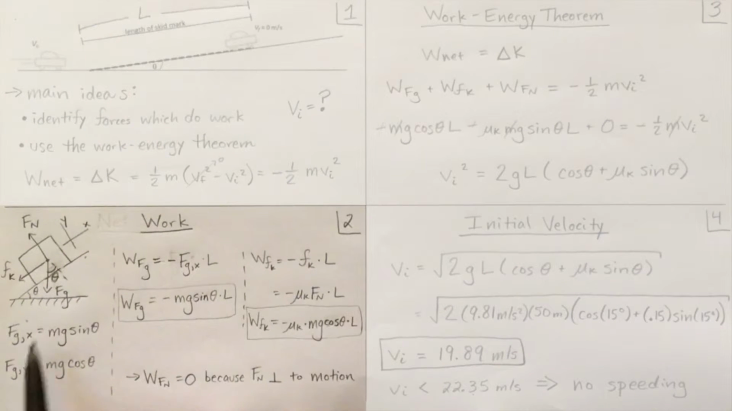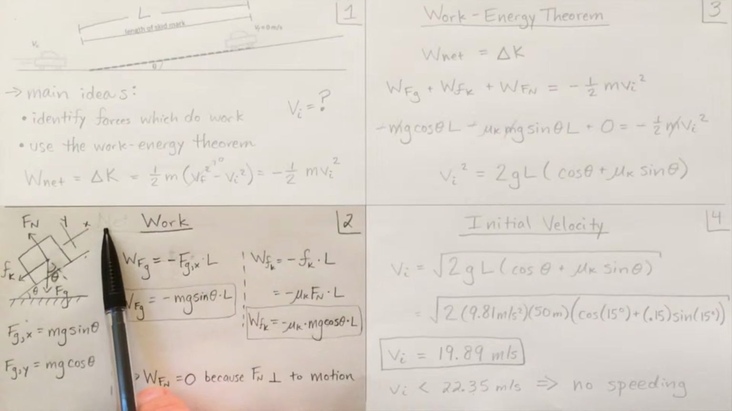In terms of the work done by these three forces, we can immediately say that the work done by the normal force is equal to 0 because the normal force is acting in the direction that's perpendicular to the direction in which the car is moving. So, work done by F normal is equal to 0.